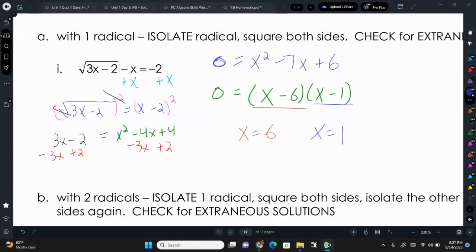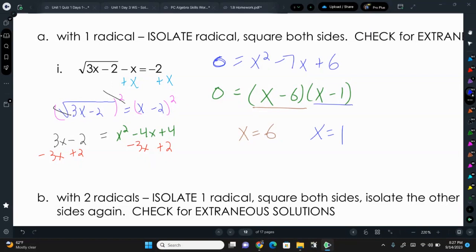Now, because we squared both sides, we changed the degree of this function as a whole. This was a first degree function because our highest exponent was 1, but when we squared it, we made it a second degree function. So we could have added some extra solutions because remember, second degree functions have two potential solutions where linear or first degree functions have one.